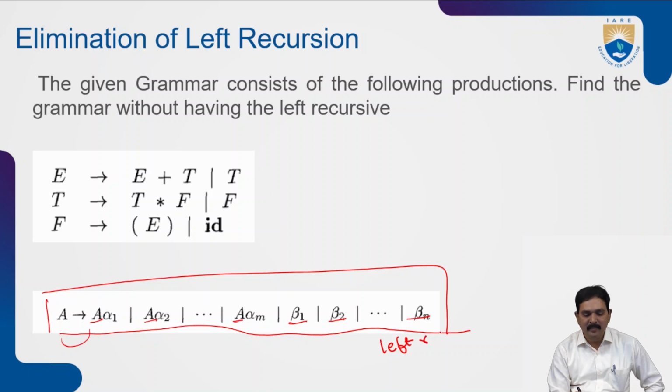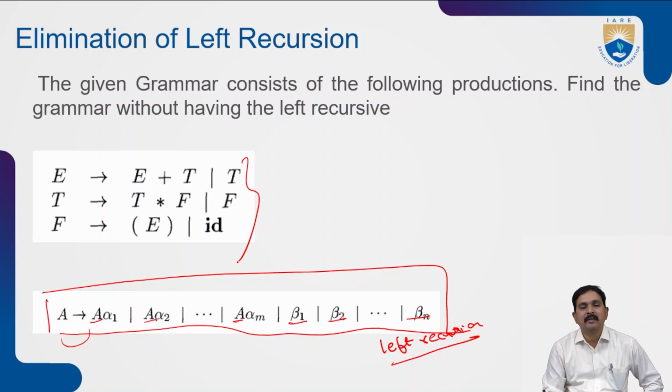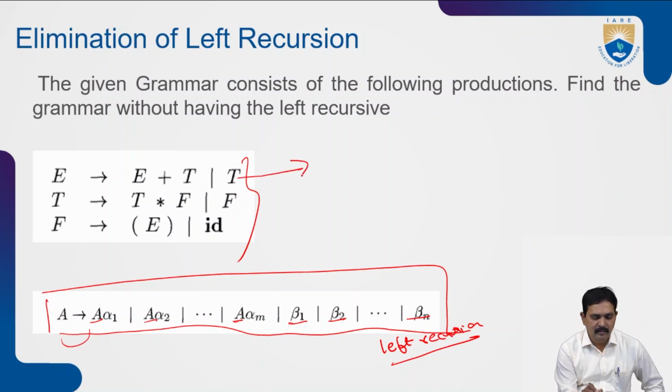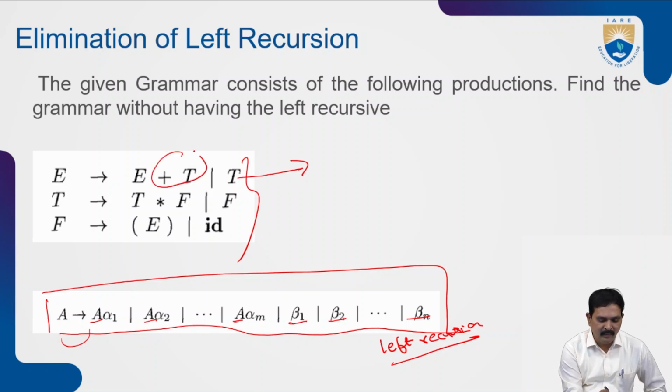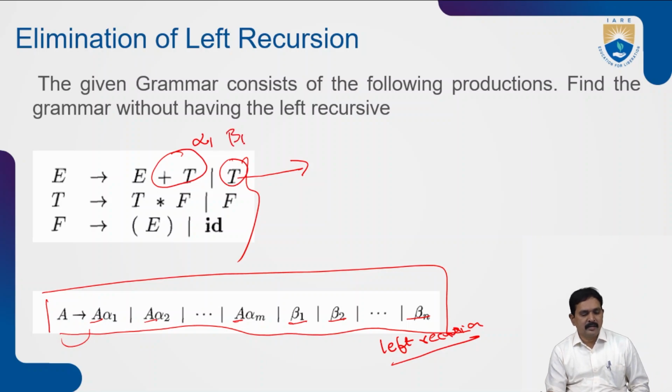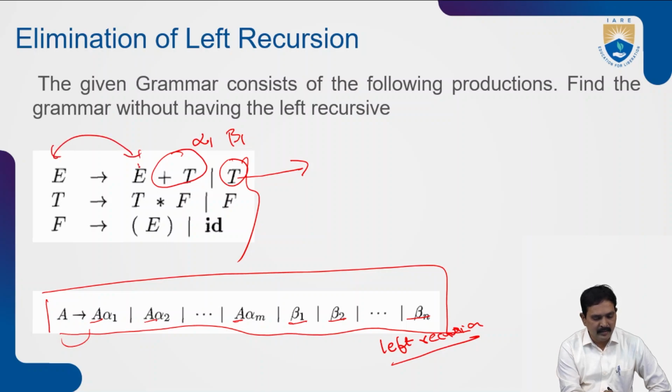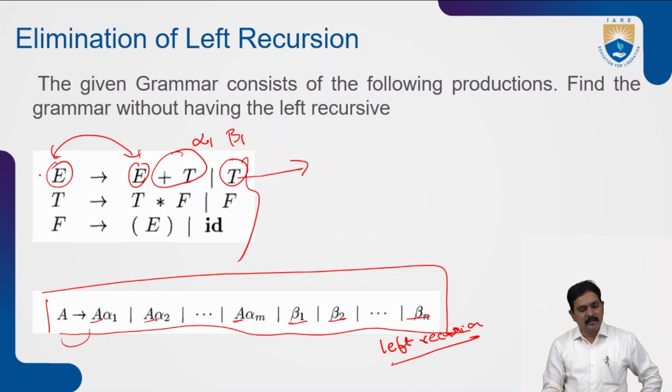Here, left recursion happens. So this is a left recursion. I am taking a specific example, where you can find how many alphas and how many betas there are. I am taking the first production. Here I take this whole part as alpha 1, and this whole part as beta 1. This first production has the common part, and this is also the same. So definitely you can say that left recursion happens.